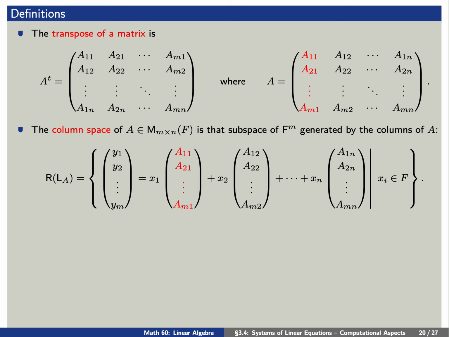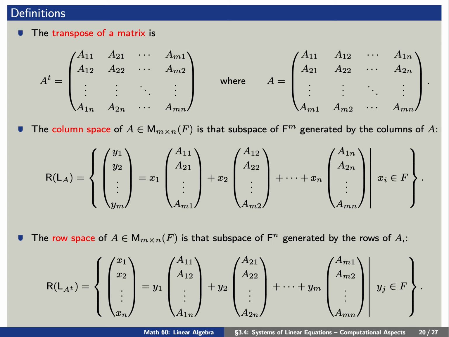You'll notice here that we've placed in red A11, A21 through AM1 as the first column of our M by N matrix A. This is exactly what we mean by the column space. On the other hand, the row space of A is that subspace generated by the rows of A. Perhaps an easier way to see this is you can take the transpose of A and now consider the space spanned by the columns of A transpose.